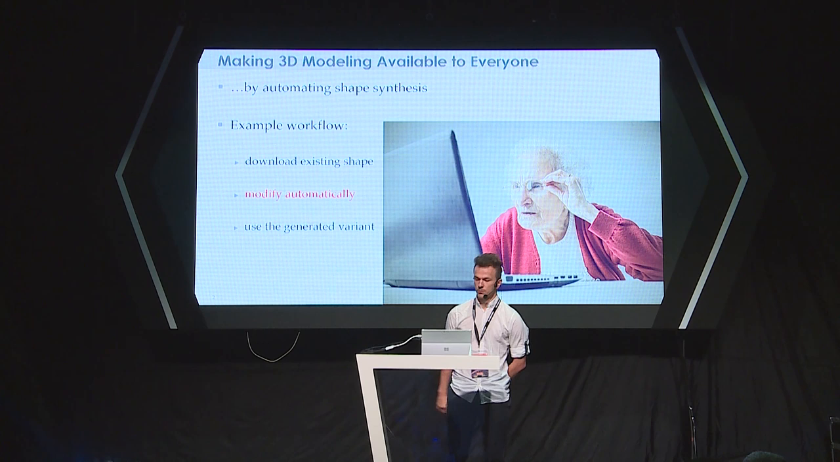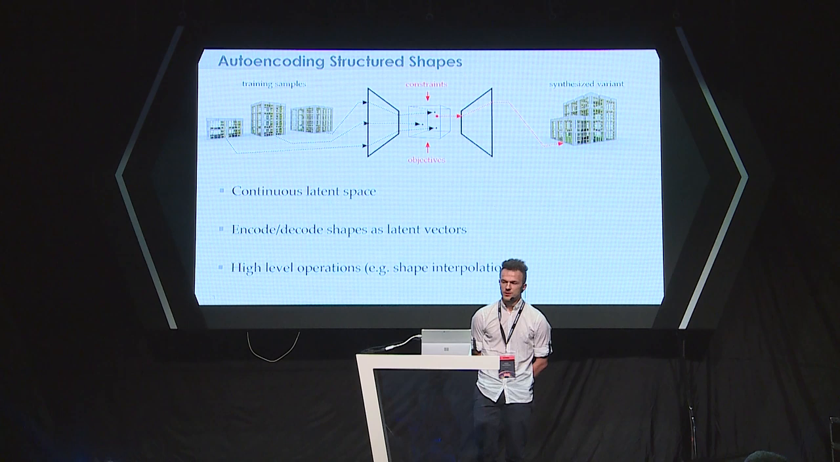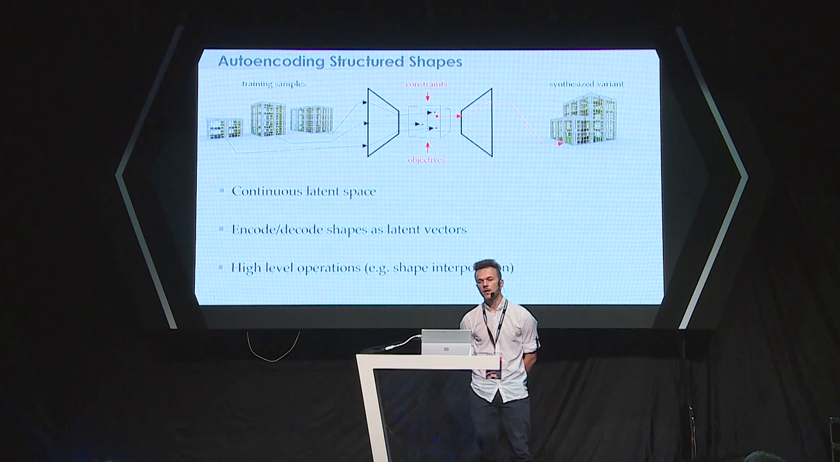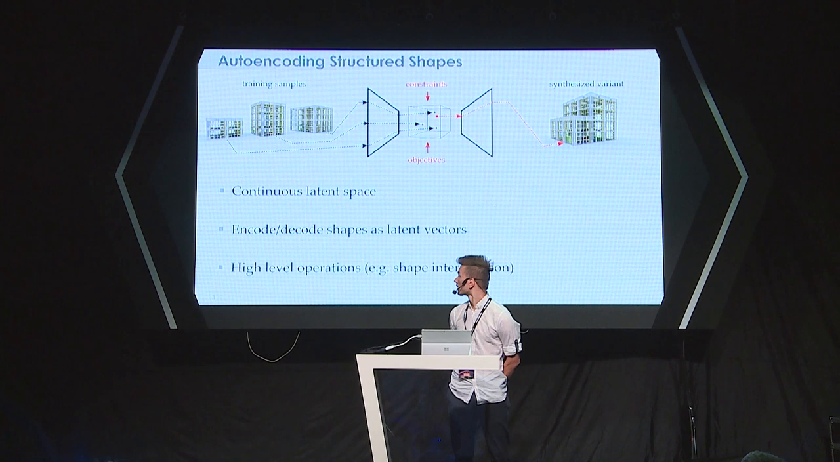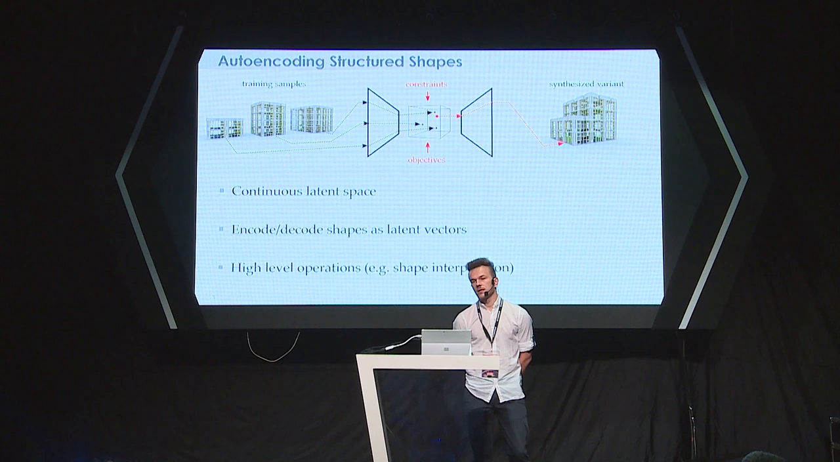The direction we decided to explore is a machine learning method for synthesis of structured shapes. We train a variational autoencoder, which is a type of neural network that, in our case, learns to map between a set of training samples, 3D models made out of building blocks, and points in a continuous vector space or latent space.